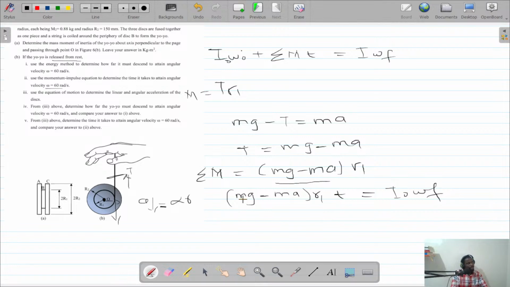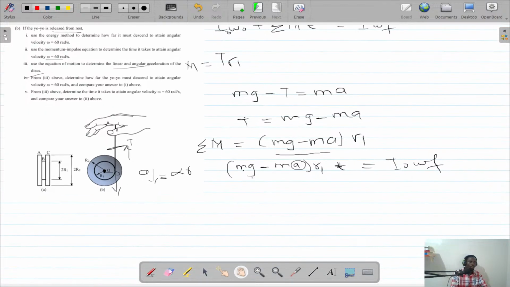So here we know the mass, we know gravity. We don't know this guy here. We'd use the equation of motion to determine the linear and angular acceleration, so we don't know the acceleration yet. R1 we know, T we don't know. All right, so the other method is to find the moment of inertia at this tip here.